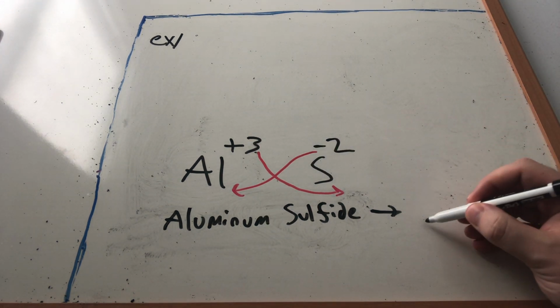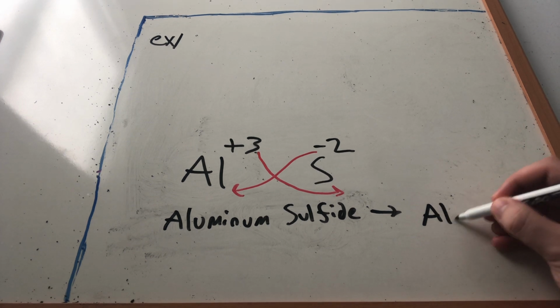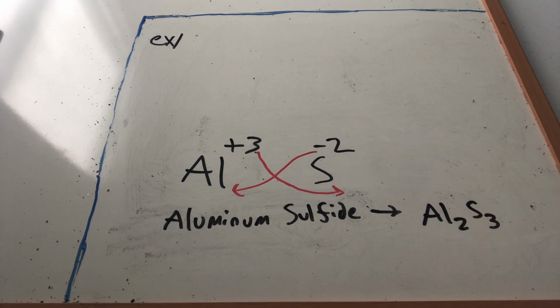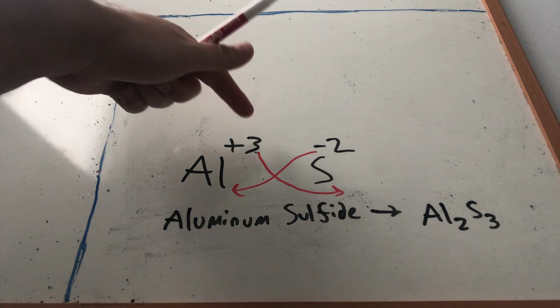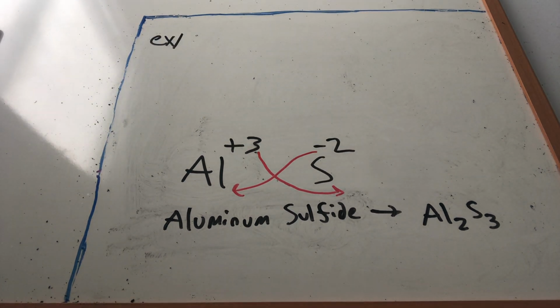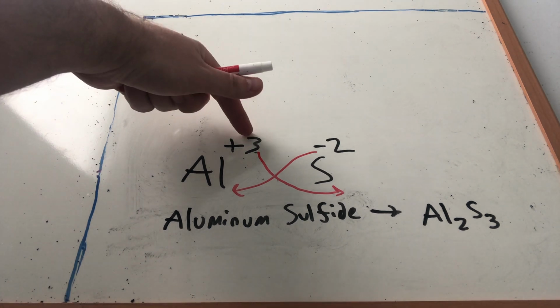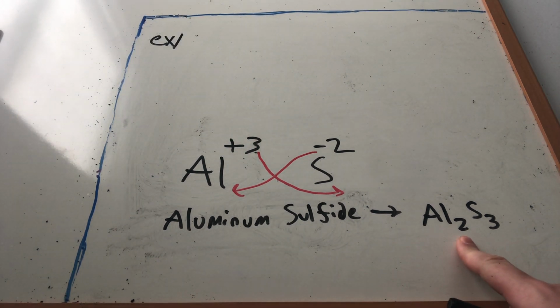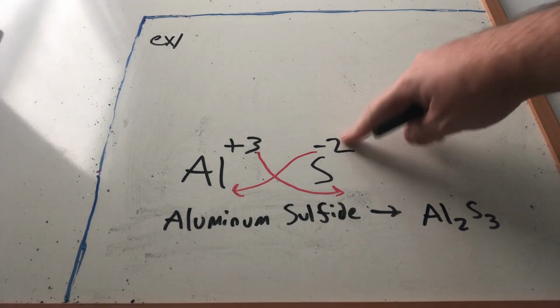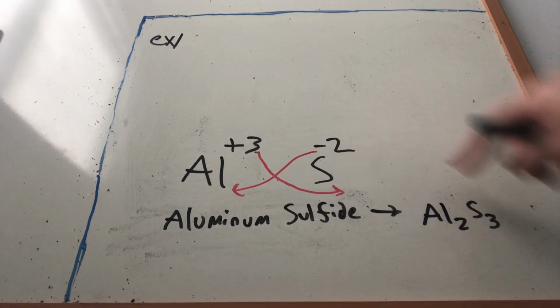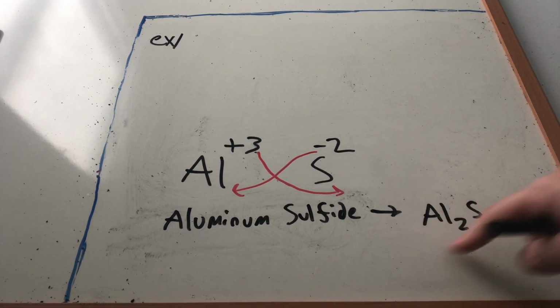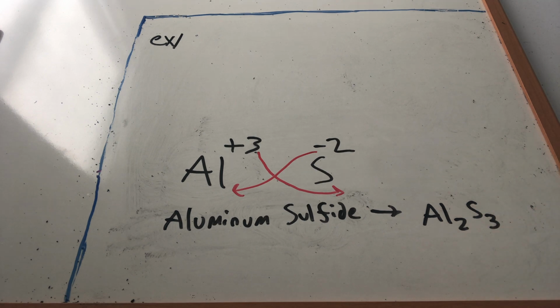And so what I mean by that is aluminum sulfide is actually Al2S3. That makes sense from a balancing charge standpoint, because a common factor between 3 and 2 would be 6. So how do I get to 6 with a plus 3? I multiply it by 2. How do I get to 6 with a minus 2, right? I multiply it by 3. I would have a plus 6 and a minus 6 that would give me an overall neutral charge, right?